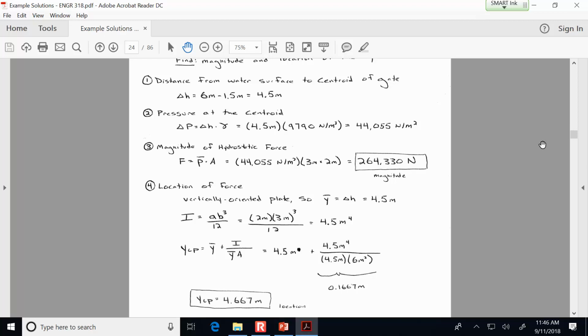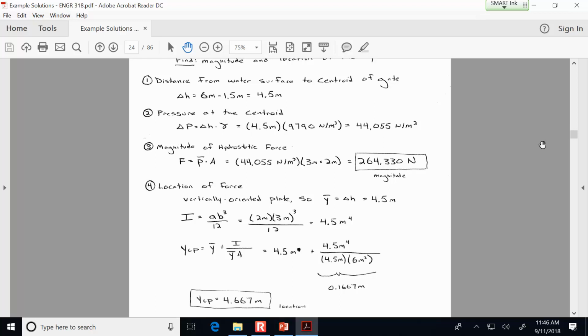Everything else is pretty straightforward, but once you figure out the distances from the water line to where the force is applied, then it'll be easy. But you can't at first glance immediately make sense of the dimensions. It's something that you have to reason through a little bit.